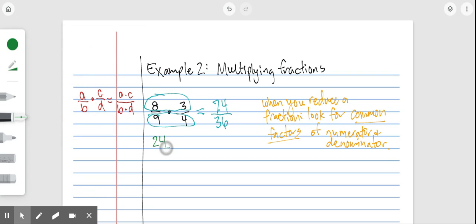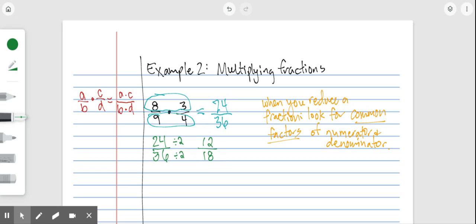So we'll start with 24 over 36. What is a number that goes into both 24 and 36? All right, so you should have come up with some numbers that go into both of them. I'm going to try 2 because I notice they're both even. So if that number goes into both, I divide by 2 on the top and I divide by 2 on the bottom. And then I'm going to get my reduced fraction. 24 divided by 2 is 12. 36 divided by 2 is 18.